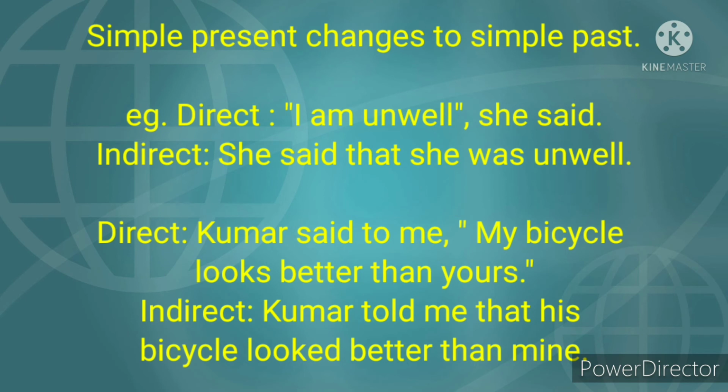Next, simple present changes to simple past. Example, direct speech. I am unwell, she said. Here, the reported verb am is simple present tense and this changes to was, that is simple past tense, in indirect speech. So, indirect speech is, she said that she was unwell.